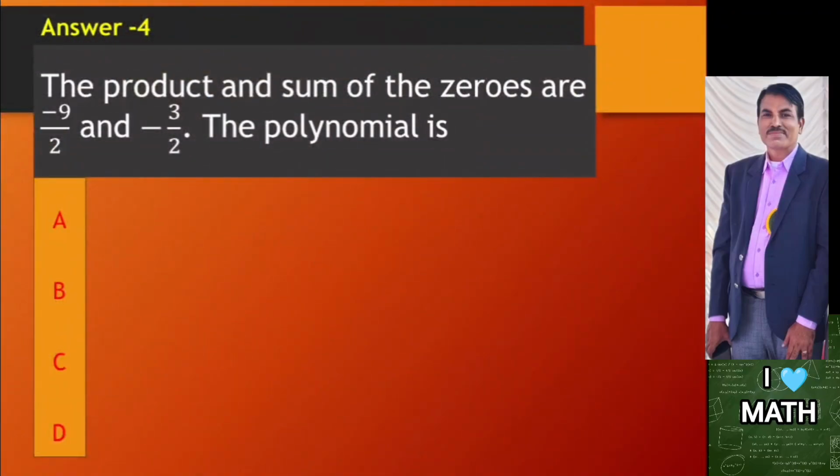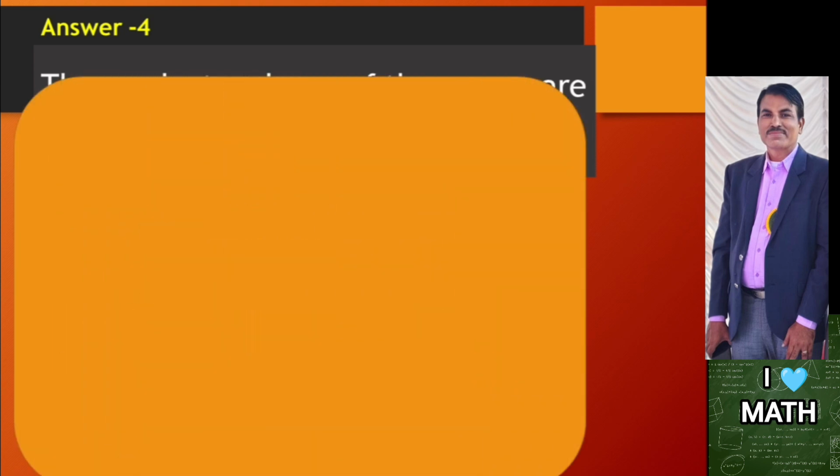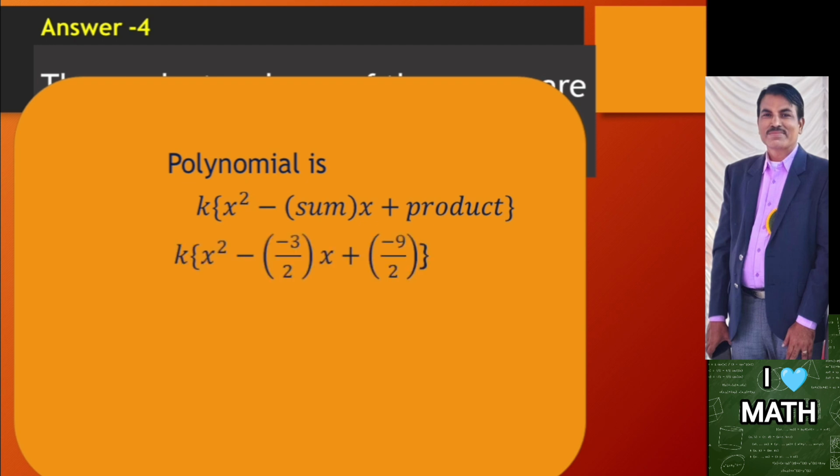We can see the question: product and sum of the zeros are given. Remember, it is not sum and product given, it is product and sum given, so it is likely you will put wrong values. As we know, the polynomial formula is k times x square minus sum into x plus product. So put the sum value and product value correctly.